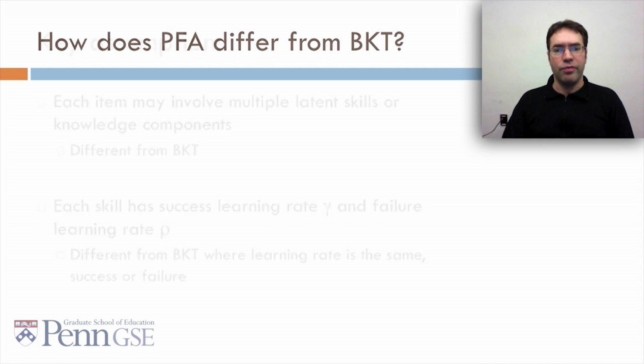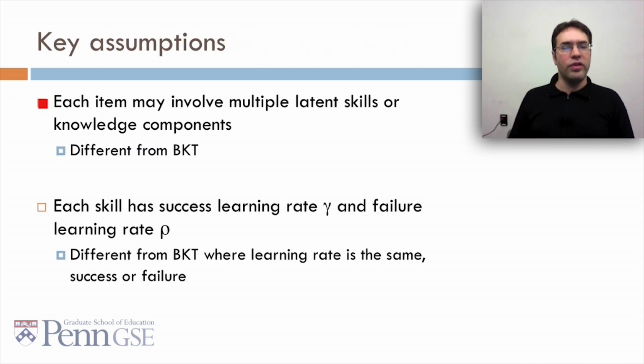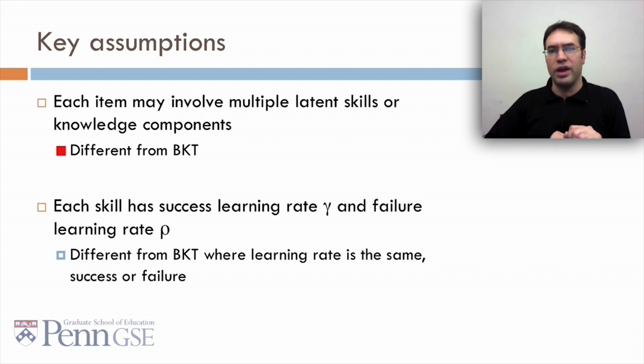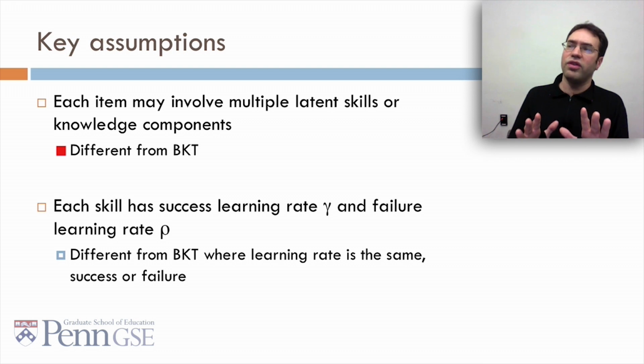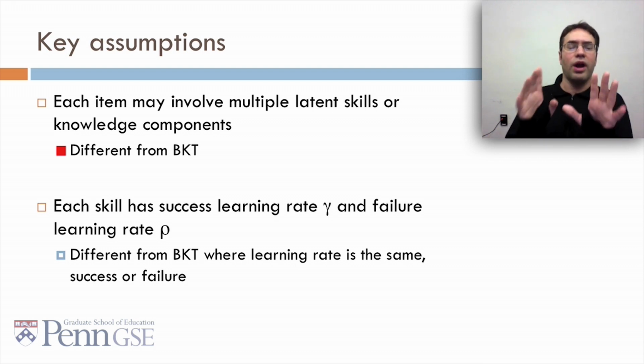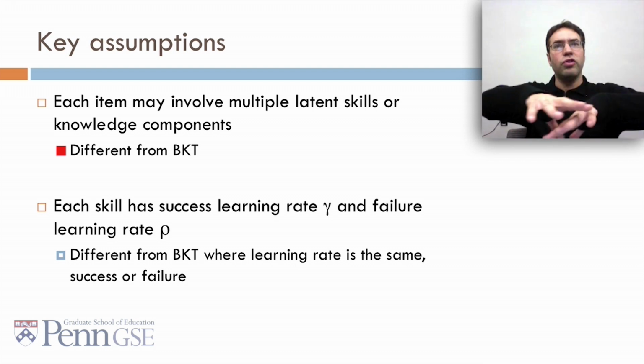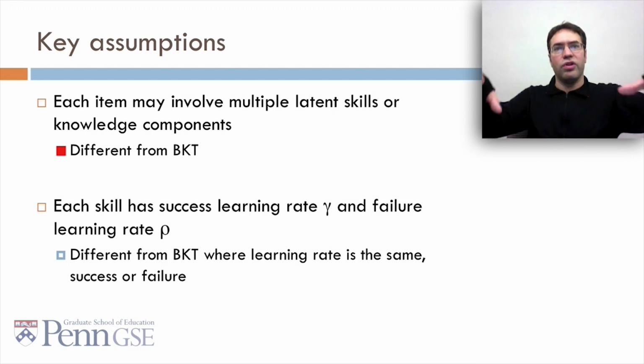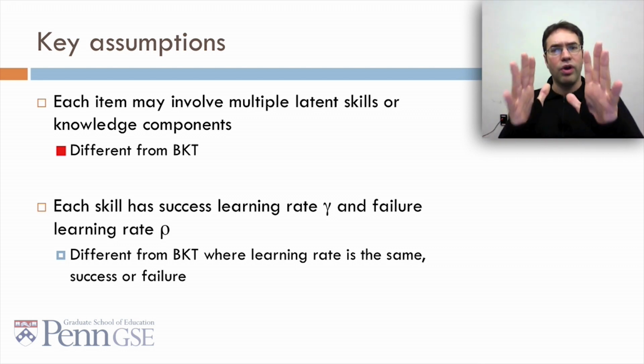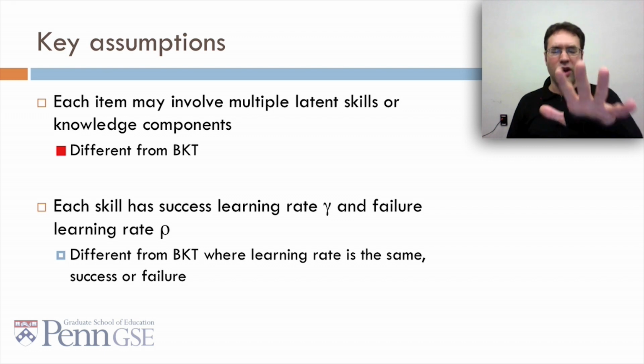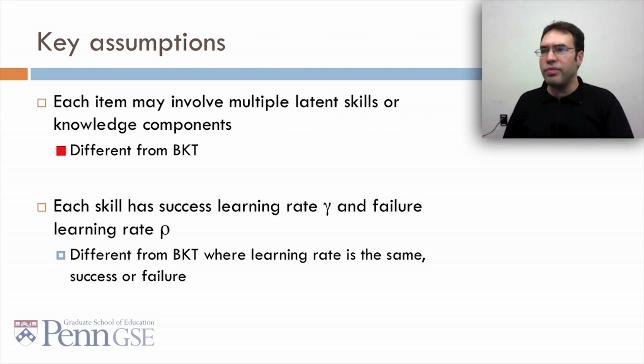How does PFA differ from BKT? Well, let's talk about its key assumptions. First of all, each item may involve multiple latent skills or knowledge components. This is a big difference from BKT. In BKT, there's the assumption that there's only one skill per item, and that means that you can only really use BKT in situations where you've designed the curriculum so there's really only kind of one relevant skill, one skill with a chance of being hard at any given time. PFA doesn't make this assumption, and so it can be used a little more widely.